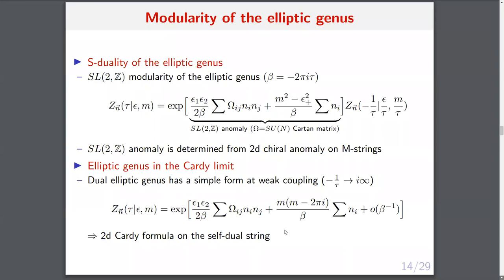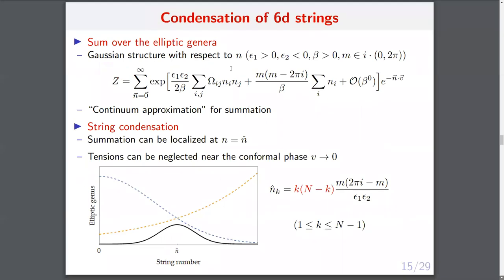So I'm going to move back to our 6D theory. As I've said, the 6D index is the sum of the elliptic genus. So basically, if you want to compute the 6D index in the Cardy limit, we prepare the elliptic genus in the Cardy limit and sum over all possible string numbers or string charges. Surprisingly, we can see that this summation takes the form of a Gaussian structure with respect to the string number. Here, I will set our chemical potentials as epsilon 1 positive, epsilon 2 negative, beta positive, and m purely imaginary between 0 and 2 pi i.